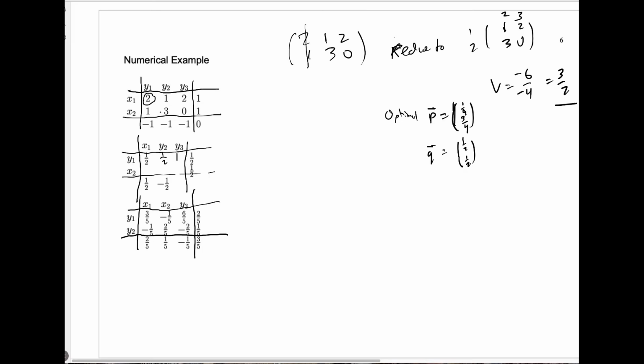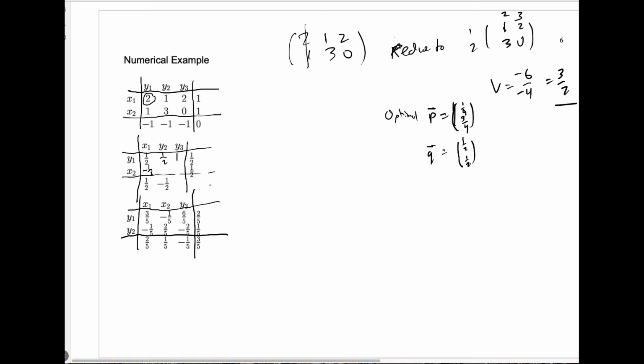I've already printed in a few of the entries. In the pivot column, we replace the entries other than the pivot by minus 1 times that entry divided by the pivot. So the 1 becomes minus 1/2. This negative 1 becomes minus 1 times minus 1 over 2, which is 1/2.